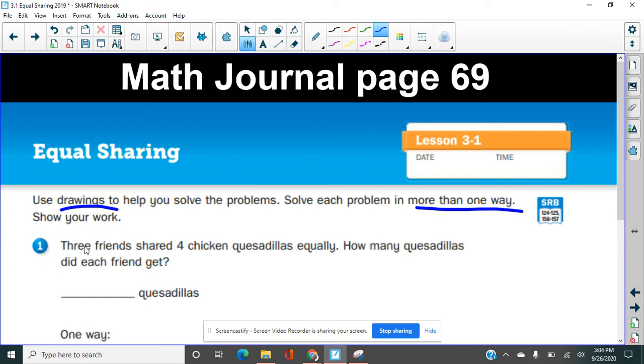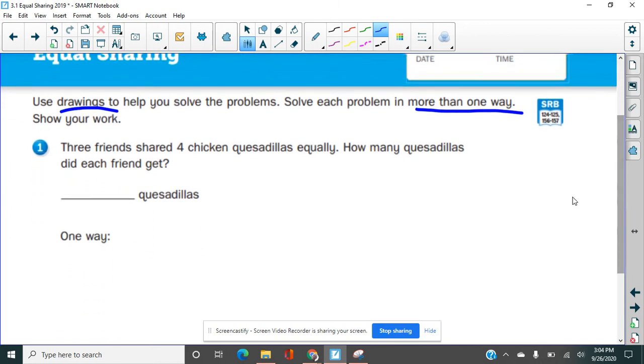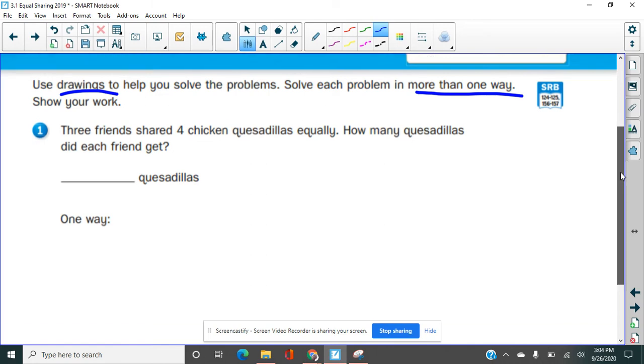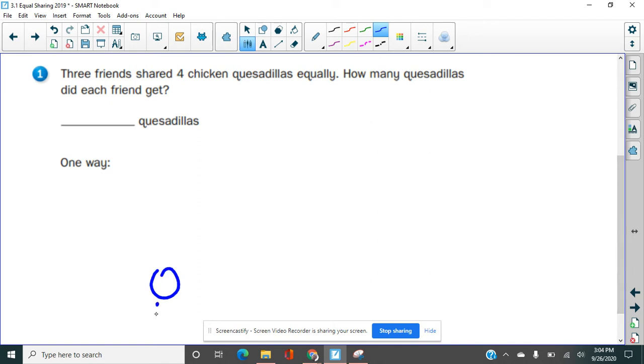So, number 1: 3 friends shared 4 chicken quesadillas equally. How many quesadillas did each friend get? All right, I'm going to think of them as pizzas, even though they're chicken quesadillas. So, if there are 3 friends and 4 pizzas, will each friend get his own pizza? Yes, they will, right? There's 3 friends, and there's 4 pizzas. So I'm going to draw the 3 friends. Here's my first way. I like to have everybody draw the people and help you to divide things up. These guys are really short for some reason. So there's 3 friends. Their names are A, B, and C. You can give them different names if you want.